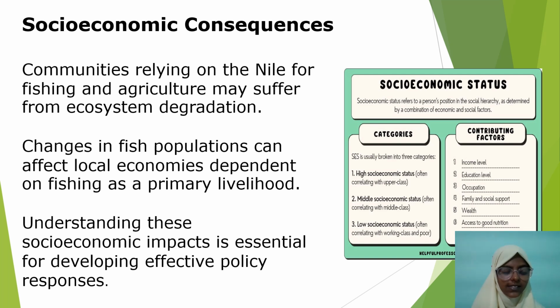Socio-economic consequences. Communities relying on the Nile for fishing and agriculture may suffer from ecosystem degradation. Changes in fish populations can affect local economies dependent on fishing as a primary livelihood. Understanding these socio-economic impacts is essential for developing effective policy responses.